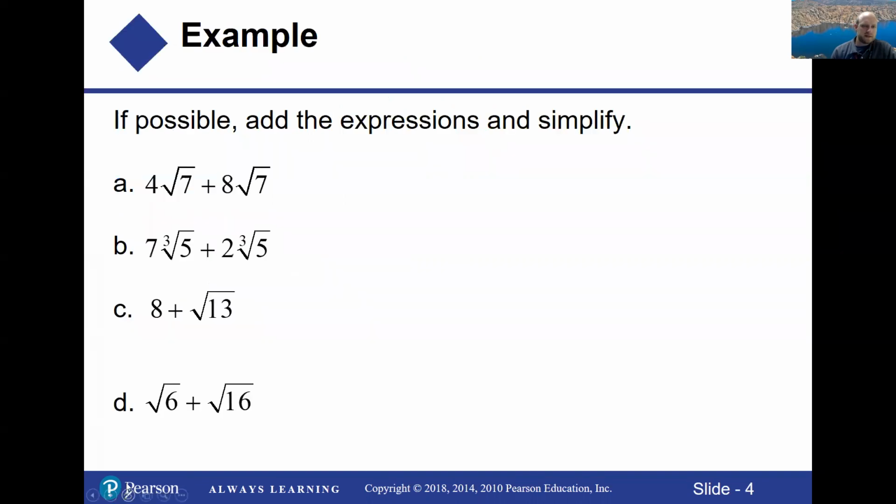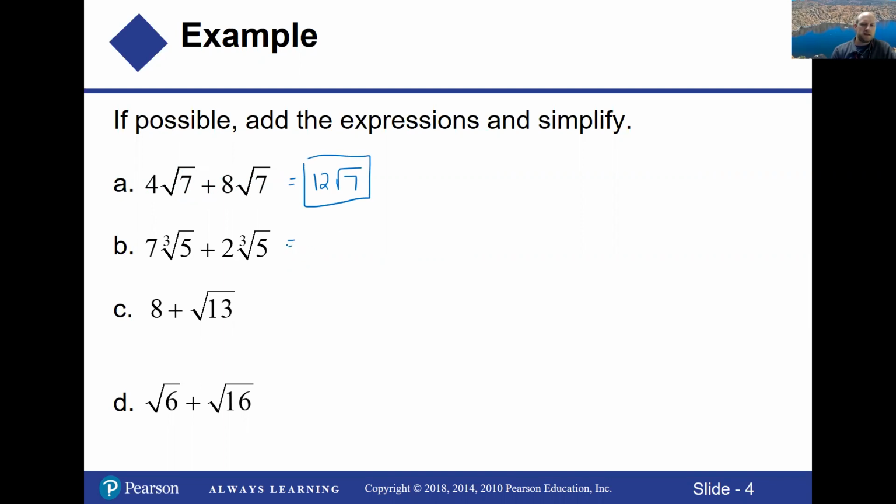So let's go on. Let's do some more examples. So if possible, add the expressions and simplify. So again, the first thing we look at is, do we have like radicals? Well, yeah, these have the same index and the same number inside the radical, or the same radicand. So again, I can do the 4 plus 8, which is 12. So add the coefficients, right? The number outside the radical, and then keep that radical 7. Okay, so it'd just be 12 root 7.